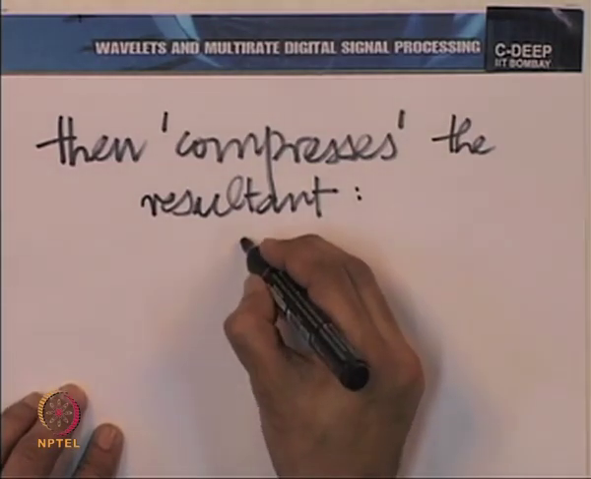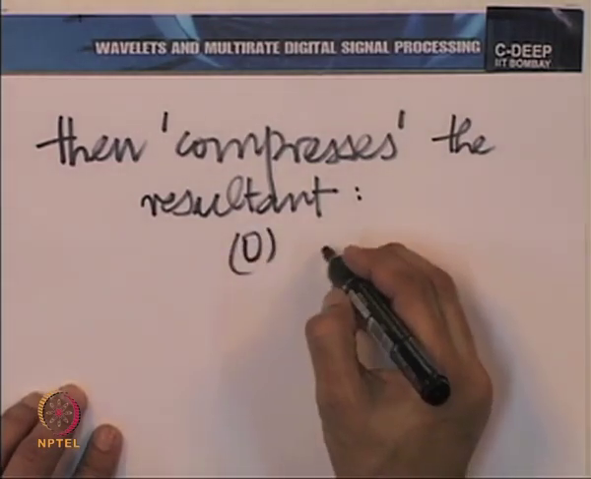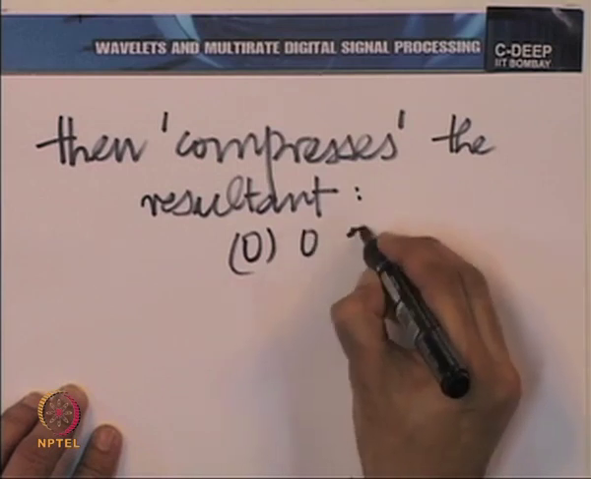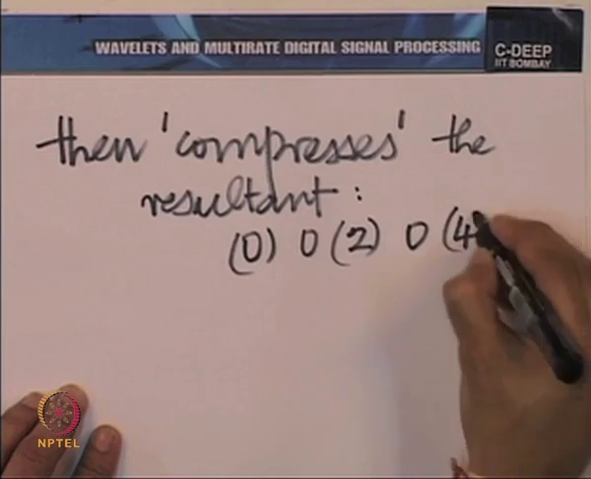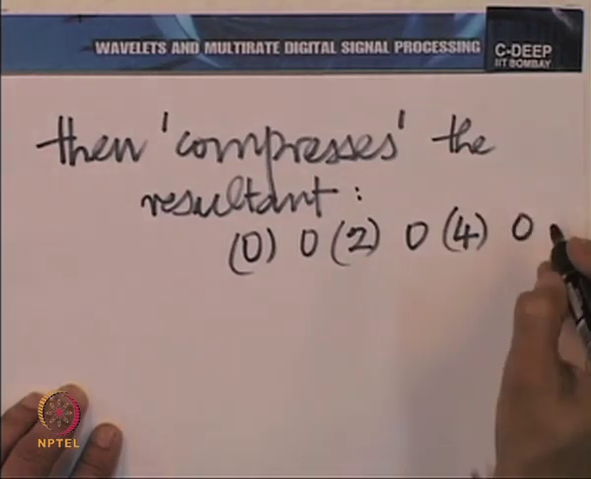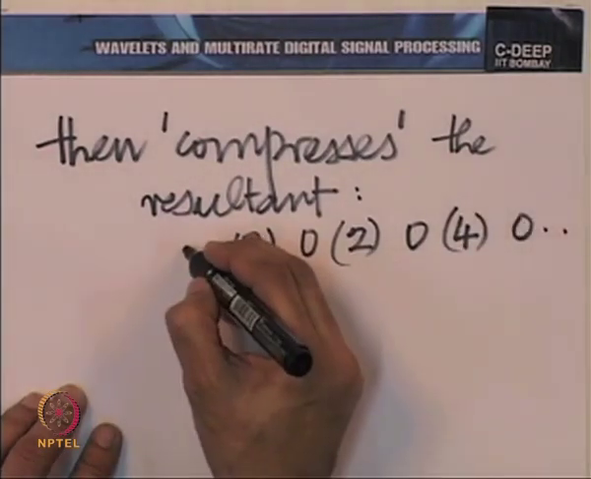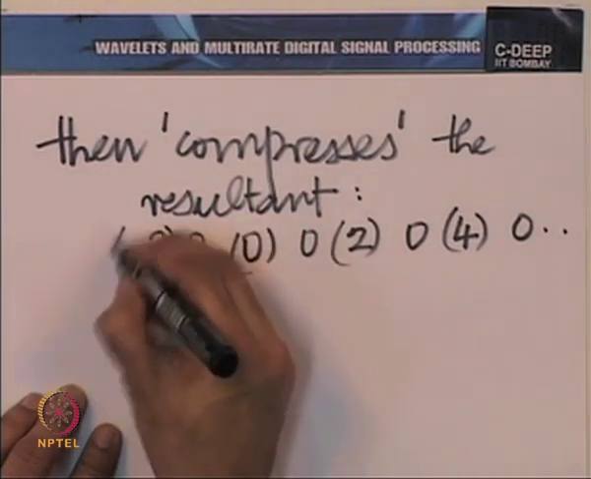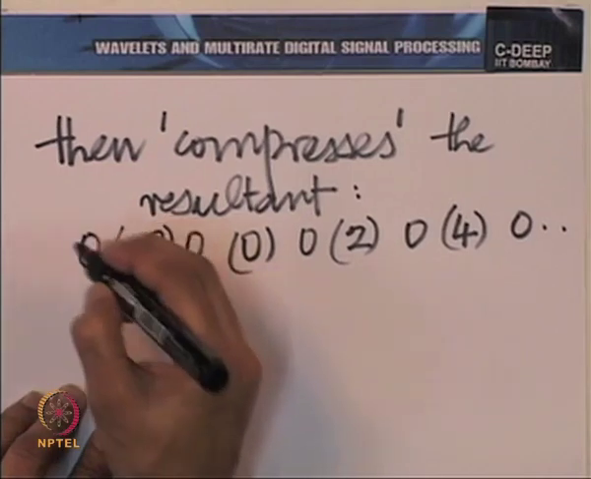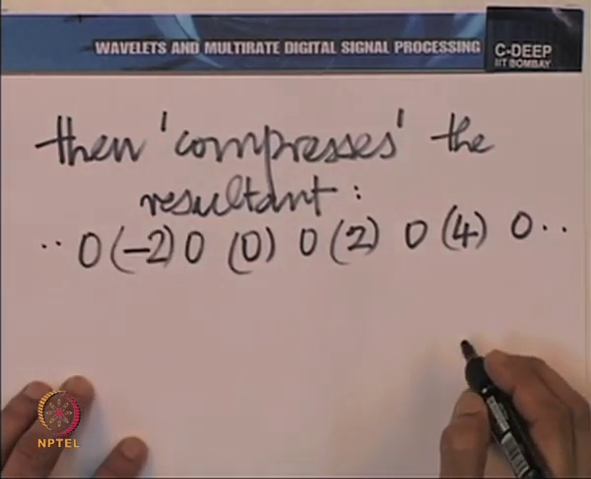So, you have a 0 where it was, then a 0, 2 where it was, and then a 0, 4 where it was, and then a 0 and so on so forth here. You have a 0 in place of minus 1, then a minus 2 where it was, 0 in place of minus 3 and so on so forth here.